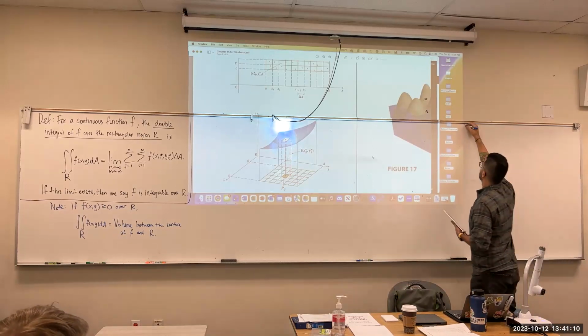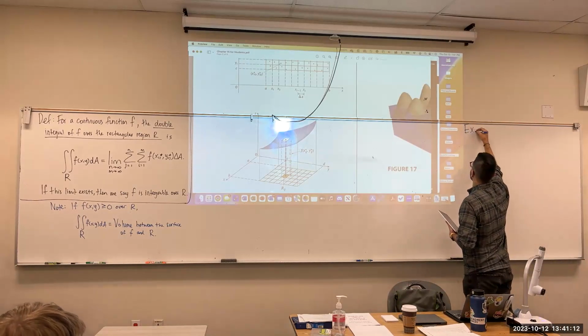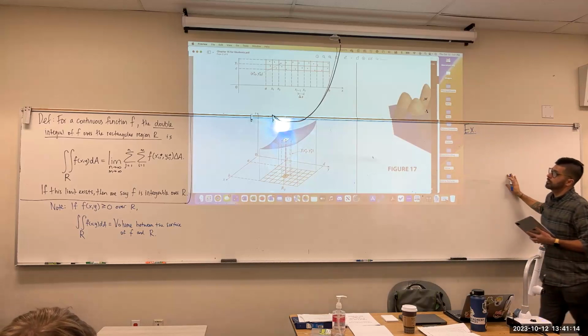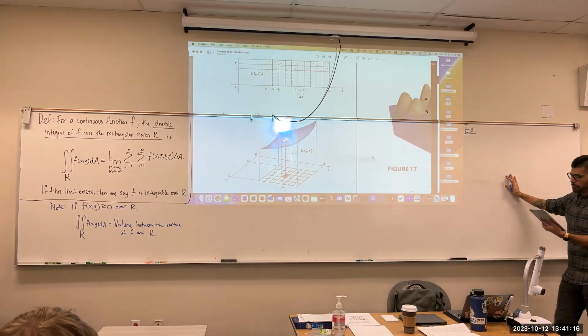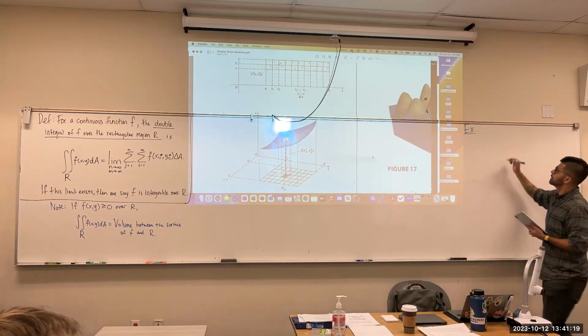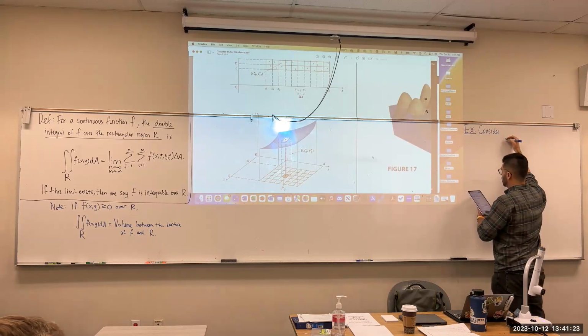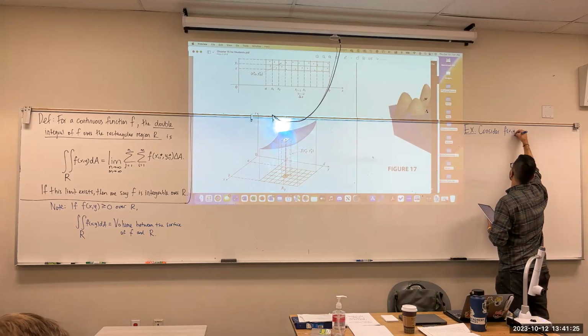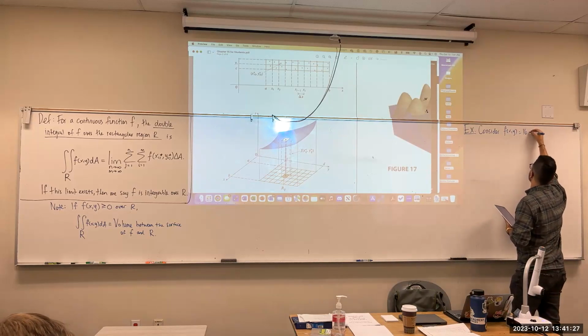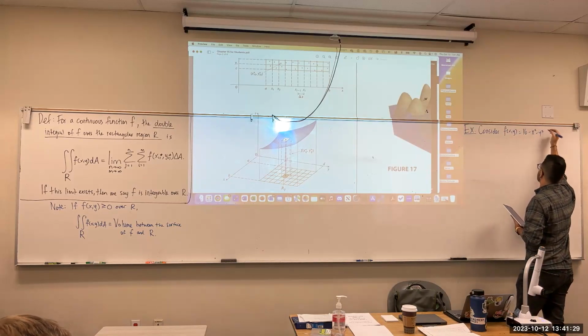So let's start by looking at an actual example to put some of this stuff together here. So let's consider this function here: 16 minus x squared minus y squared.